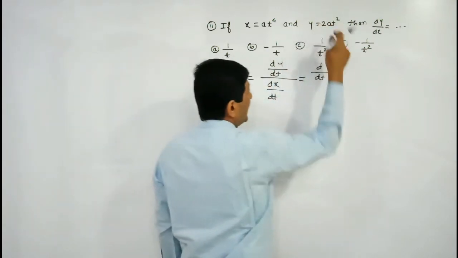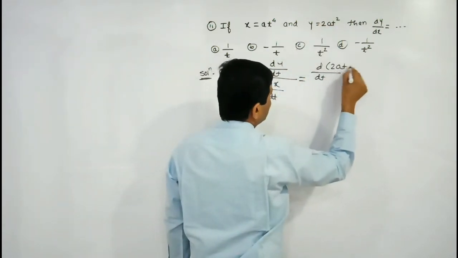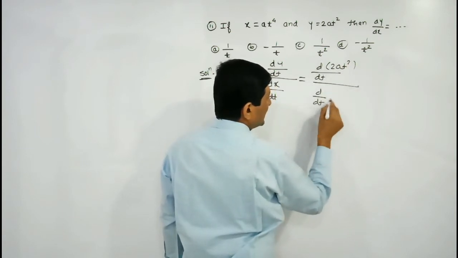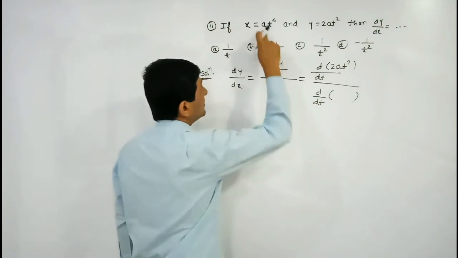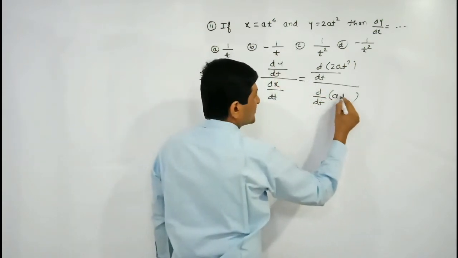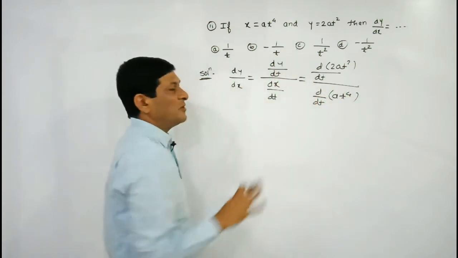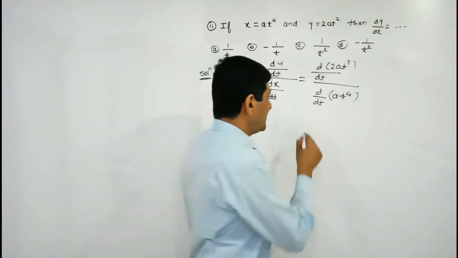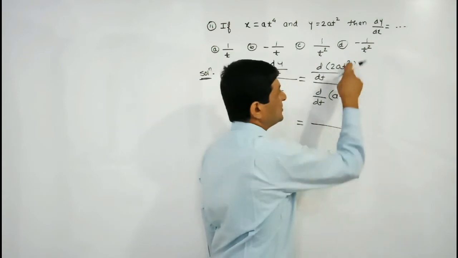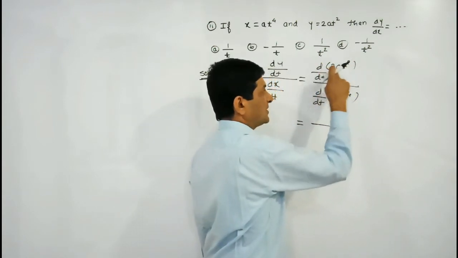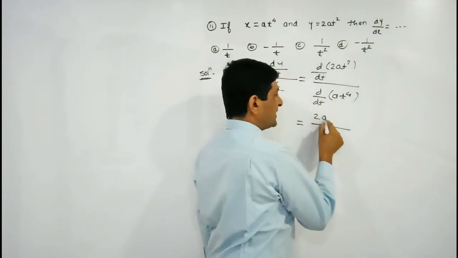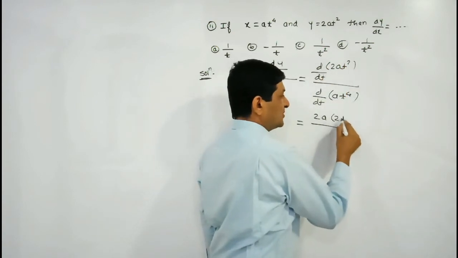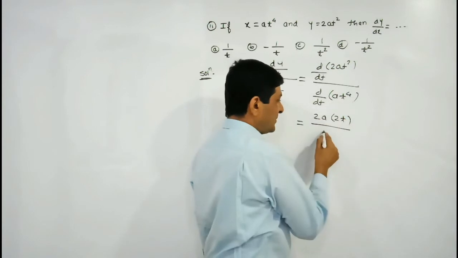What is the value of y here? 2at square. And in the denominator, d by dt, keep it as it is, just replace x by its value. What is the value of x? a t raised to power 4. Now once the values of y and x are substituted, the remaining part is just to find the differentiation. So in the numerator we are differentiating with respect to t. 2a is a constant term, keep it as it is. What is the derivative of t square with respect to t? It's 2t. And in the denominator, a, keep it as it is.